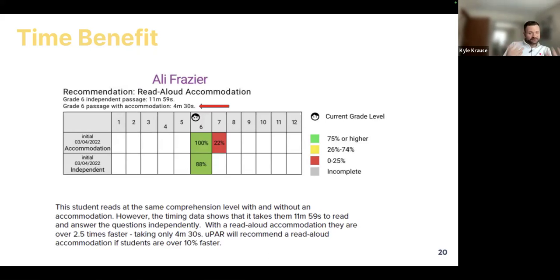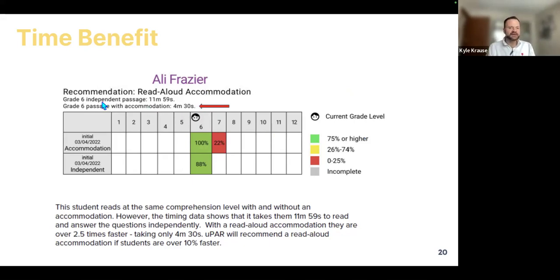Time benefit. These are really interesting because these are going to be students at grade level, it could even be below grade level with time benefit, but they're at that same level. They are successful with the accommodation, so having that text read aloud, but they're also successful independently. The key here is looking at that time information. So if you look here, I have a little arrow pointing to it.